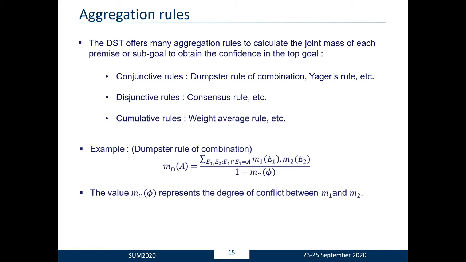The second category is the disjunctive rule, with the example of the consensus rule, and the final category is the cumulative rules, with, for example, the weight average rule. This rule can be used when we have to make a trade-off between conjunctive and disjunctive rule.